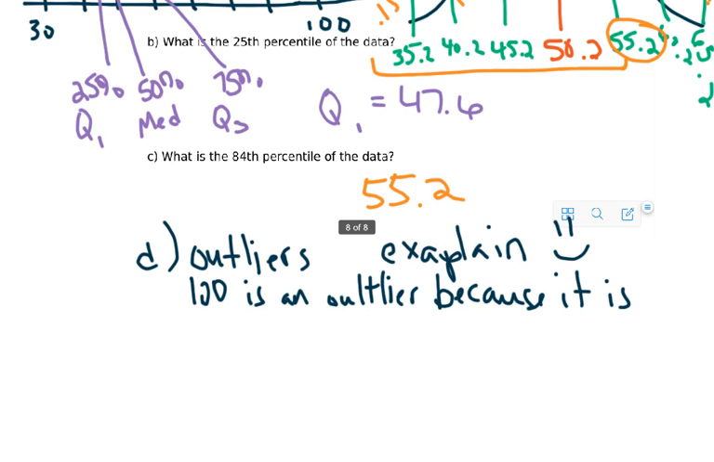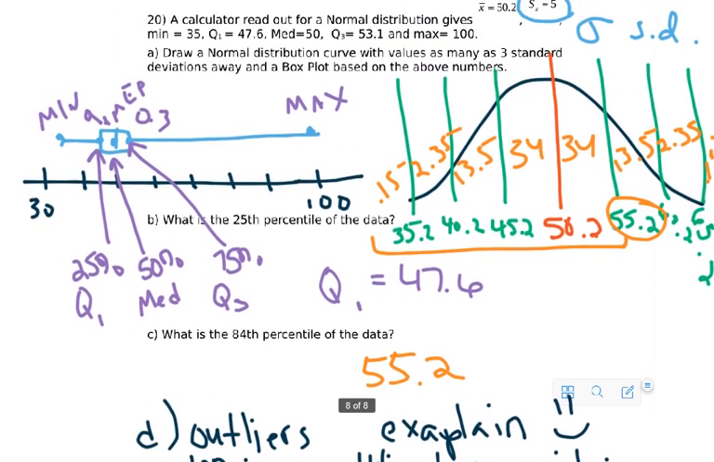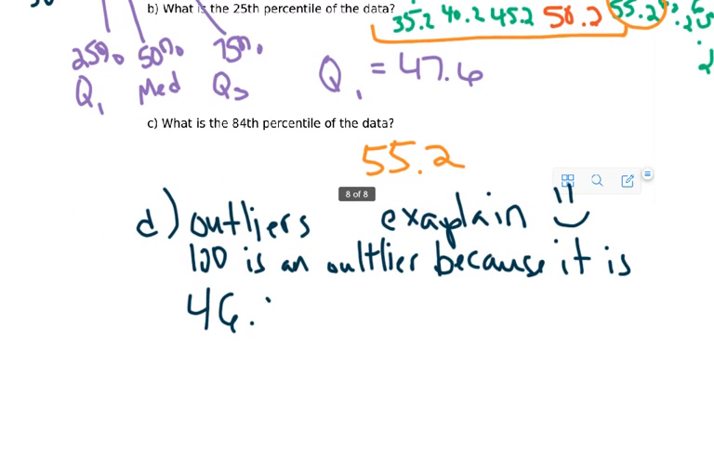Because it is, what did I say it was? 46.9 away from quartile 3. And again, none of the rest of the data were that far away. That is the end of the review for the Unit 4 test on statistics.